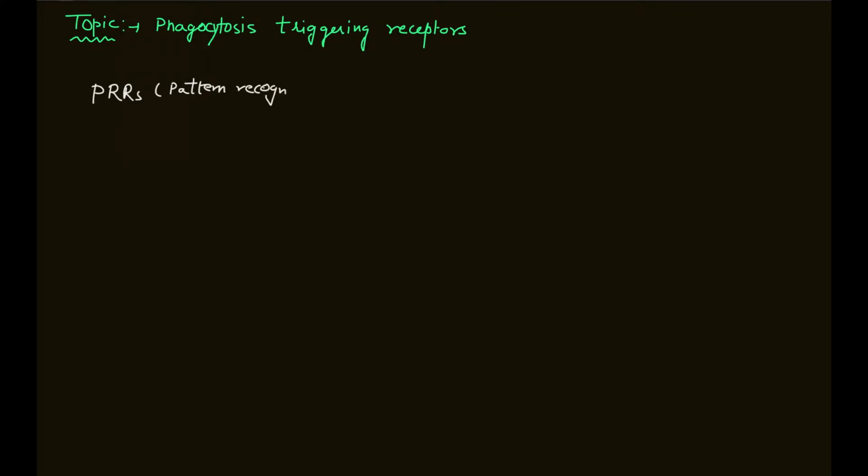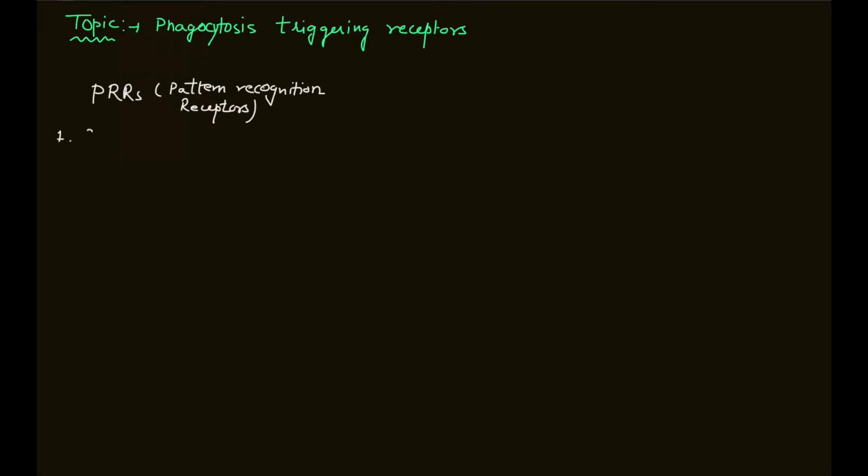In this video, we will discuss pattern recognition receptors that are involved in triggering the process of phagocytosis. So the topic is phagocytosis triggering receptors, especially pattern recognition receptors. Let me write down the title, which is PRR, known as pattern recognition receptors. There are different pattern recognition receptors. We will discuss what those receptors are and what the ligands for those receptors are.